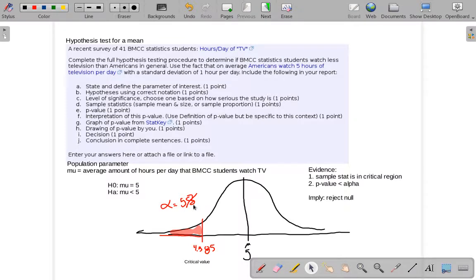How important is this? So this is important, but not too important. If students watch too much TV, it's going to get in the way of studies. If they watch too little, then maybe they're missing out on some important news from the world, or just recreation, which is important too. So to get the critical value here, I have to go to StatKey. So I'm going to do that next. So I'm going to go grab the data and take a look at StatKey.